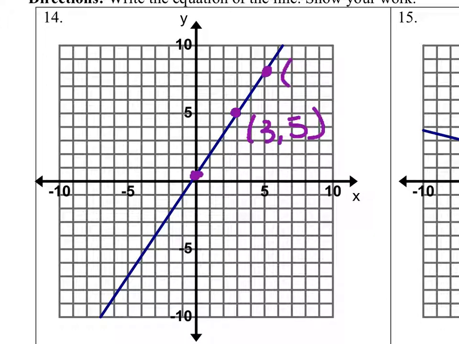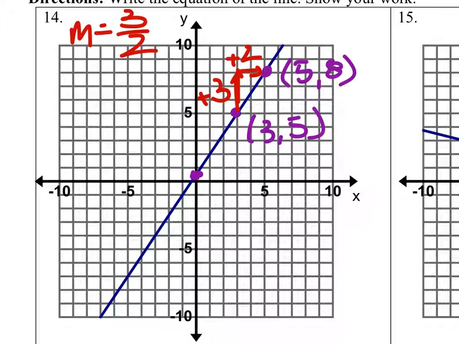And then this one is a 5, 8. So using my slope triangle on these, I go up 3, and then to the right 2. Both of those are positive, so I can see my slope is 3/2.